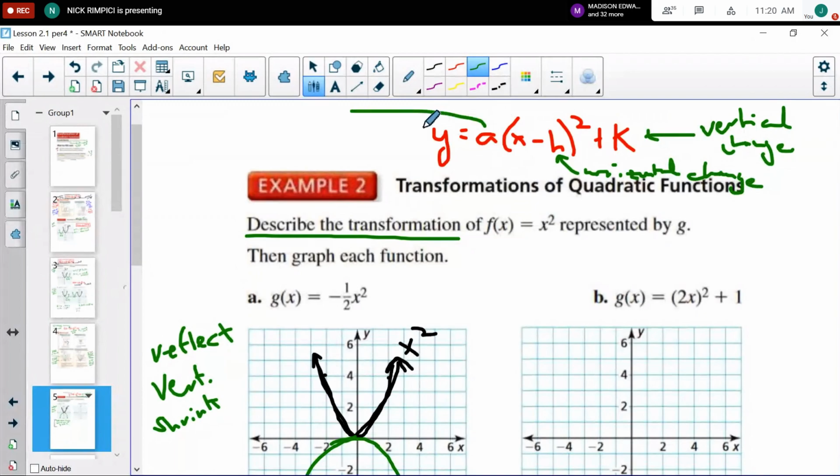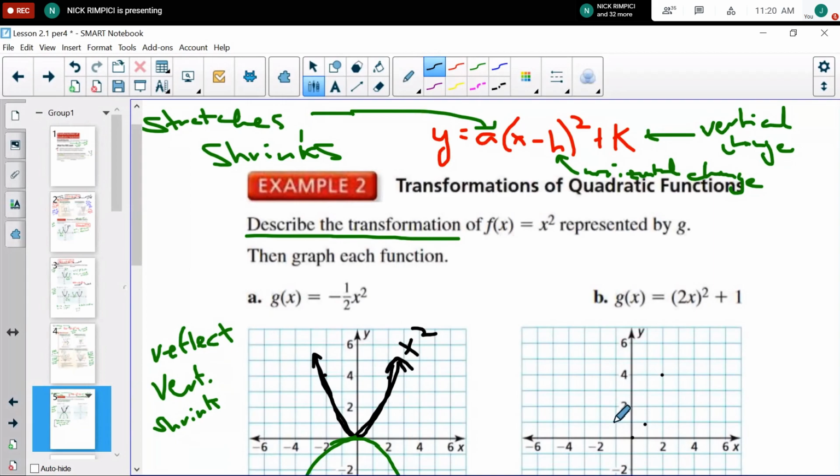And now we know we learned that A involves stretches and shrinks. So the A value determines stretches and shrinks. All right. Anybody want to make a prediction about what's going to happen with the g of x here? I'm just going to quickly plot the parent function, x squared. I just like doing that. Anybody have any predictions about what they think is going to happen?